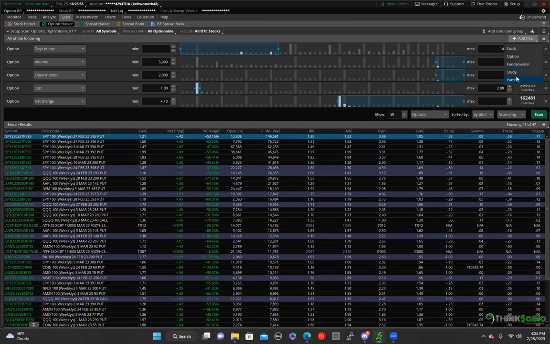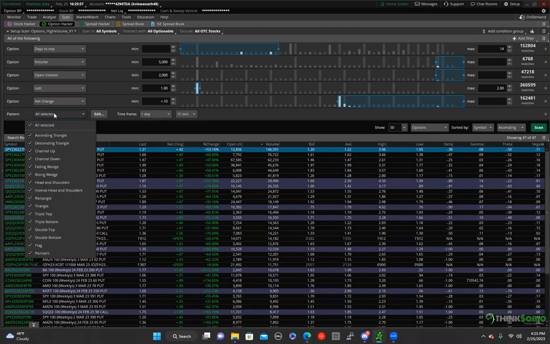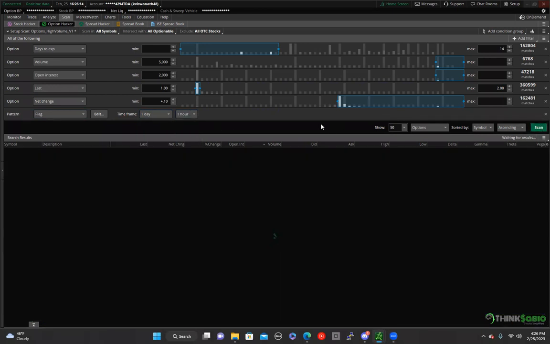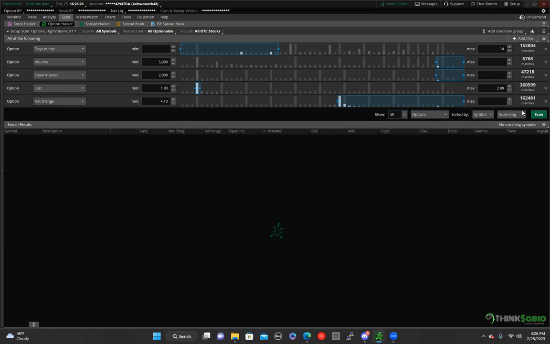You can also add a pattern. For example, you want to look at a stock that is having a flag, for example. And then time frame daily, and you can say an hour, and you can run the scan. Maybe it will show some. It doesn't look like it is showing any. We added a pattern, so it's going to remove them.